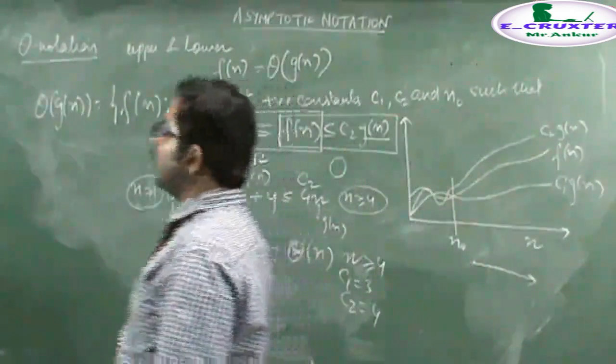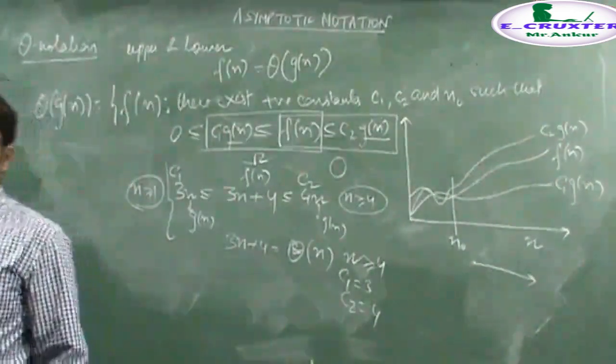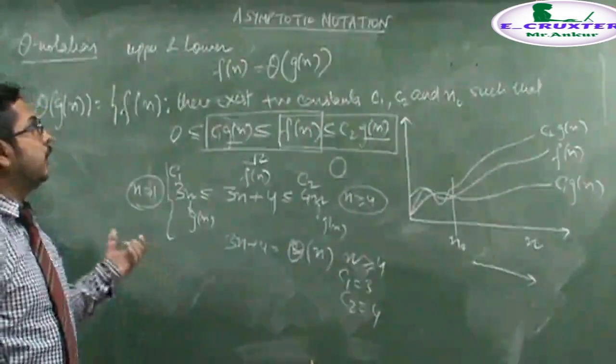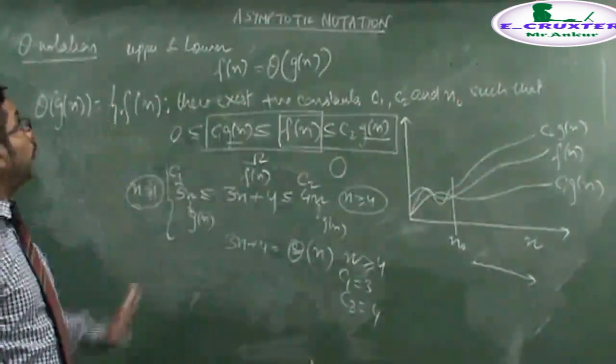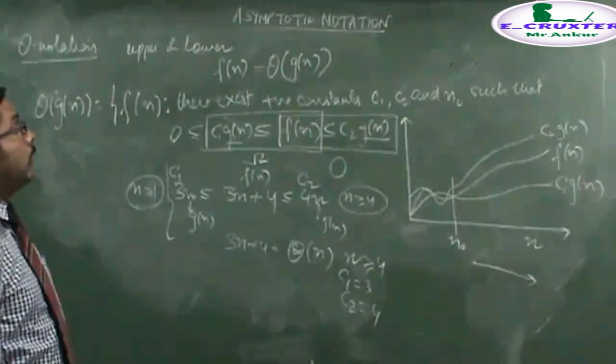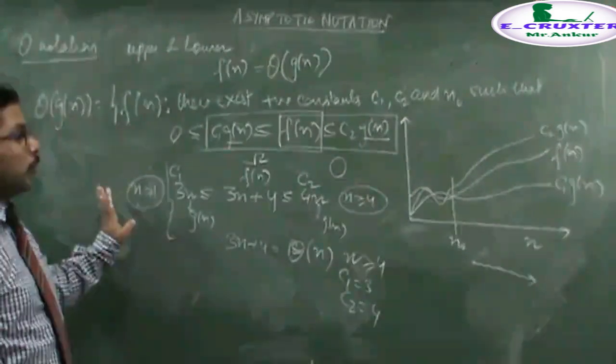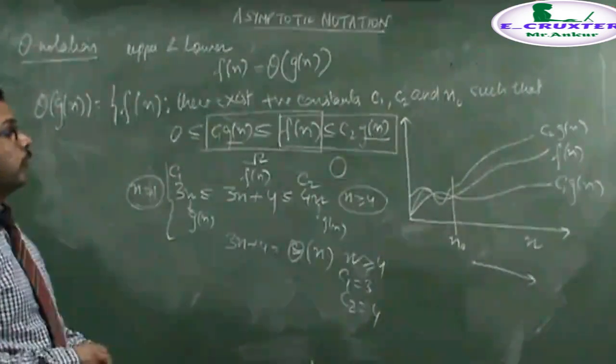Now we have understood that big O notation is for representing the upper bound, theta notation is used to represent the upper and lower bound both, and big omega notation is used to represent the lower bound, and in this way we solve these particular equations.